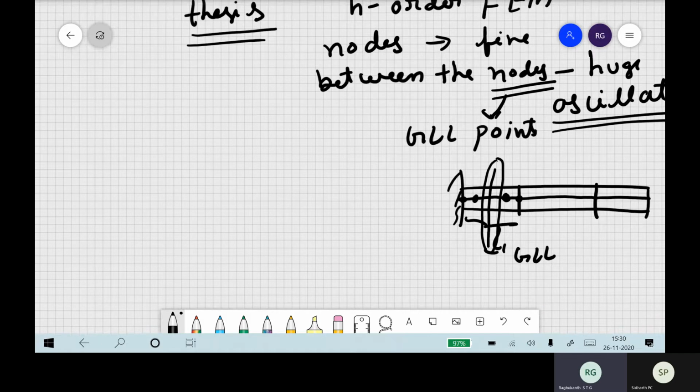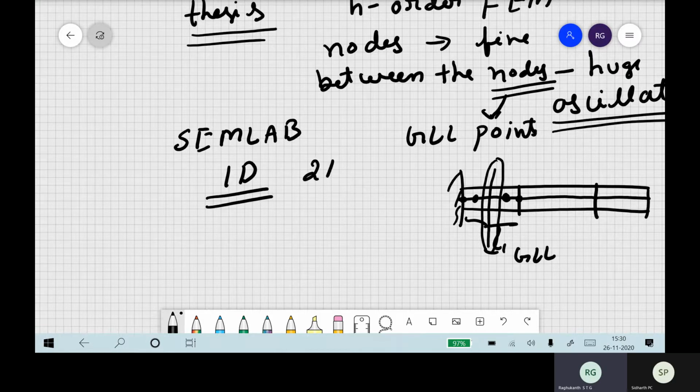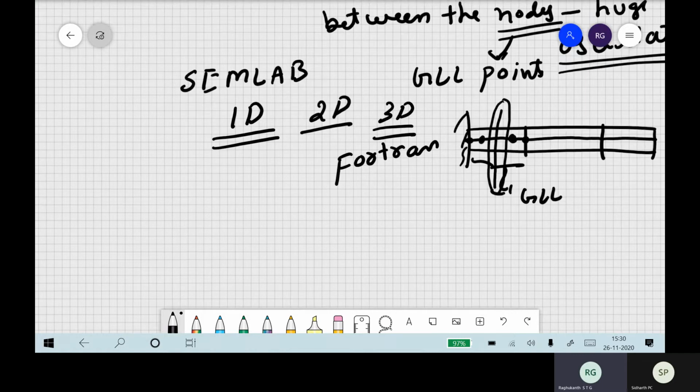I think yesterday we sent the SEMLab, in which there are MATLAB codes for one dimension. For one dimensional, 2D and 3D, all the codes are there, but the 2D and 3D ones are written in Fortran, and they have used parallel computing. As far as this course is concerned, you can download and run the one dimensional program to get more insight into the spectral element method.